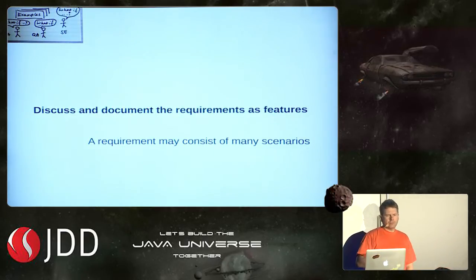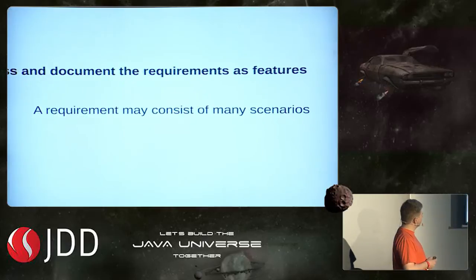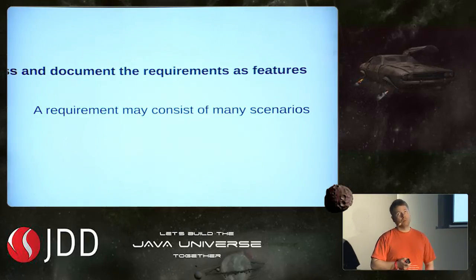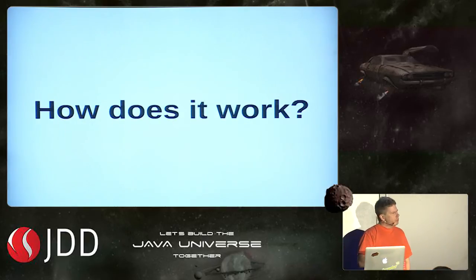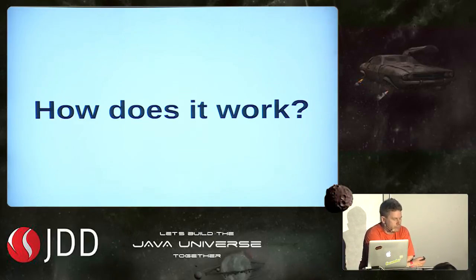And then document these as features or scenarios. And remember that the requirement can consist of a lot of different small scenarios. A scenario is just a small use case, or part of a use case in some cases. Okay, so how does all of this actually work? How can we translate these sentences that follow a specific format into code?